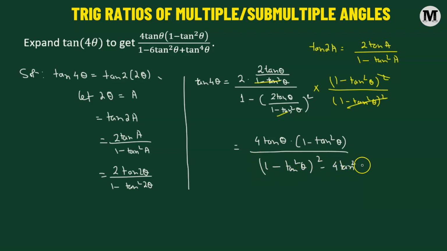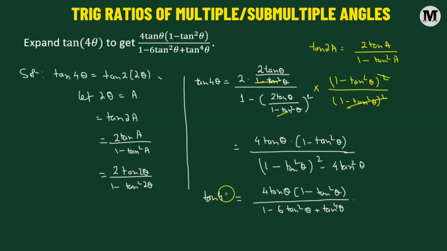So when we simplify this, we're going to get 4 tangent of theta multiplied by 1 minus tangent squared theta, and in the denominator, after expanding 1 minus tangent squared theta whole squared and subtracting 4 tangent squared theta from it, we're going to get 1 minus 6 tangent squared theta plus tangent theta raised to the power of 4. So we've successfully expanded tangent of 4 theta.